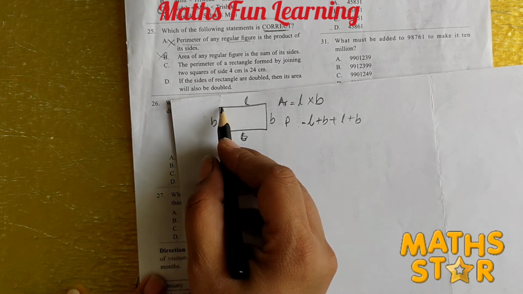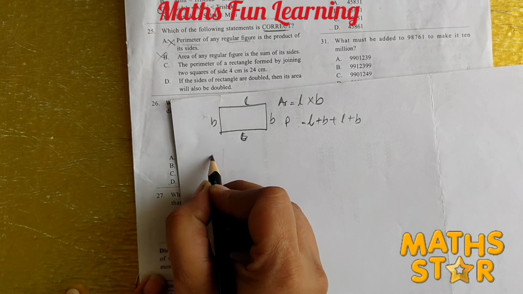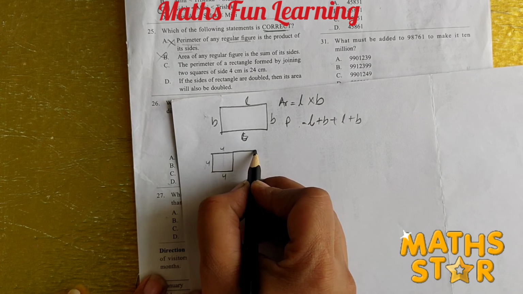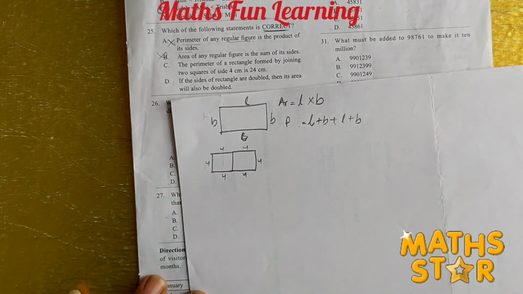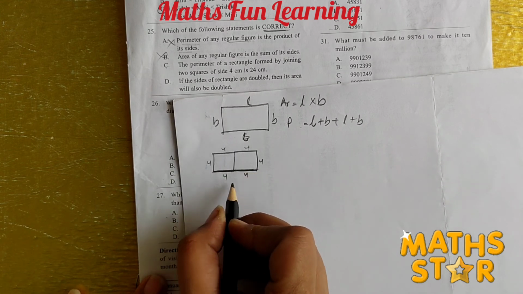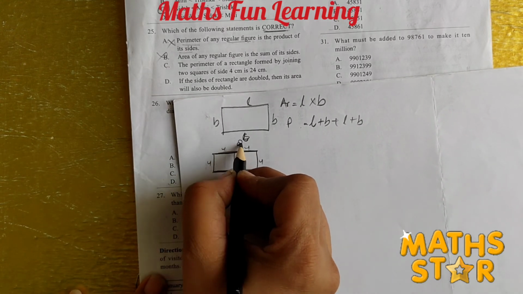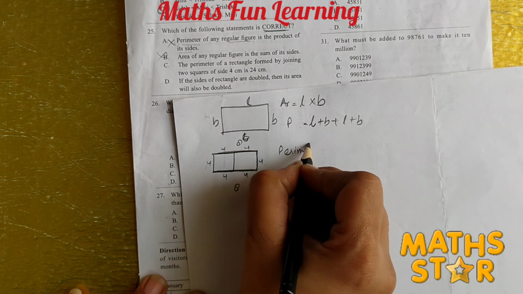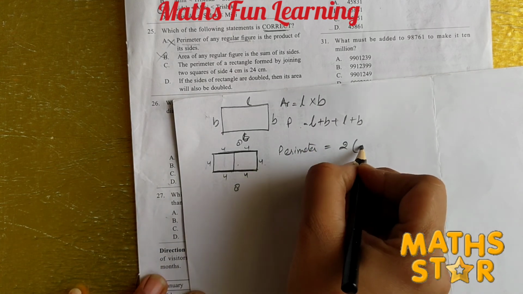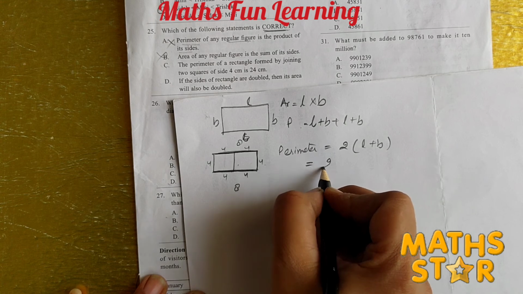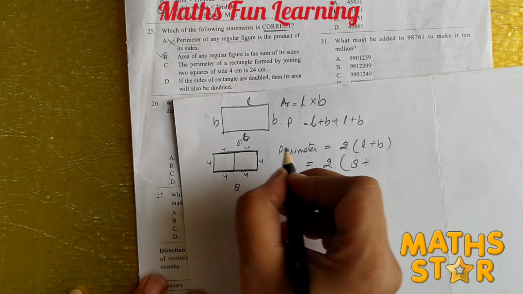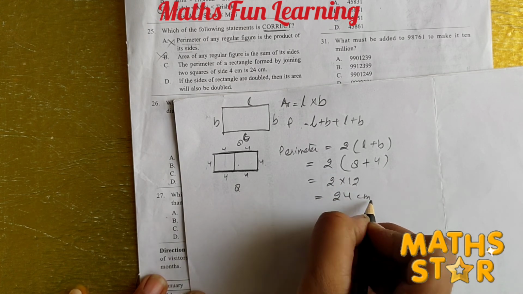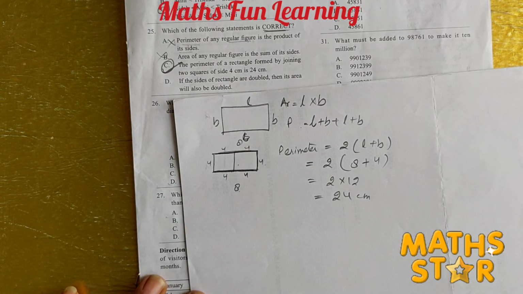Let's see option C. The perimeter of a rectangle formed by joining two squares. If you join two squares which have 4 on every side, what is the perimeter? When you join two squares, the length changes into 8 because the 4s join, and the breadth is 4. So the perimeter of this is 2 times length plus breadth, which is 2 times 8 plus 4, which is 2 times 12, equal to 24 centimeters. Yes, C is the correct option.